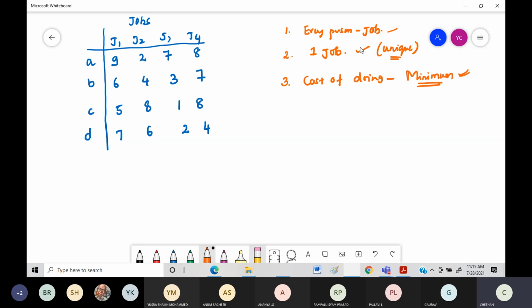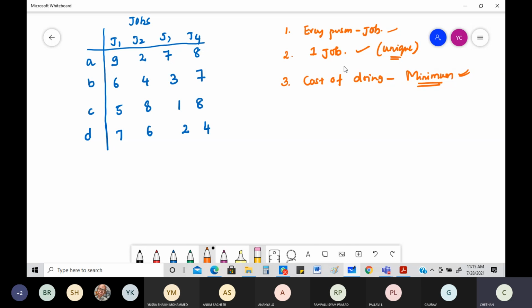Okay, every person should be doing only one job, which basically means each and every job should be done by only one person, which basically means that the job proposition is very much unique. No two people are doing the same job, or what is the other way of saying it? No two jobs are done by the same person. Okay, look into the words I'm talking.